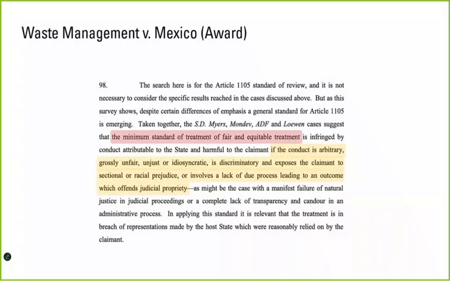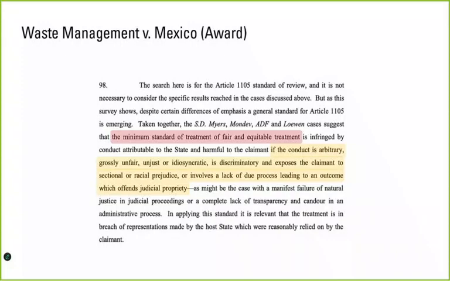There is no treaty that says this. Why did the tribunal do this? To make it super explicit that FET is the minimum standard of treatment. So they came up with the minimum standard of treatment of fair and equitable treatment as if it's just one standard. So it was the way of the tribunal coming up with its own language to tell us they are the same thing, first of all.